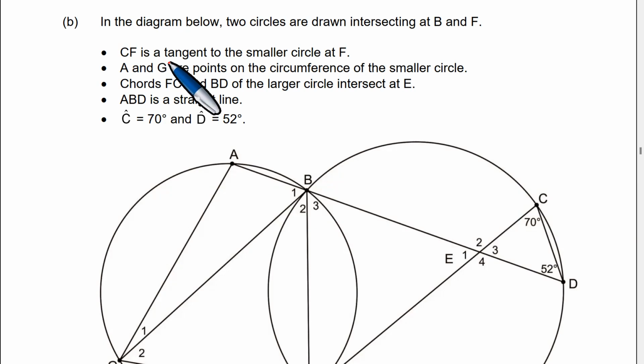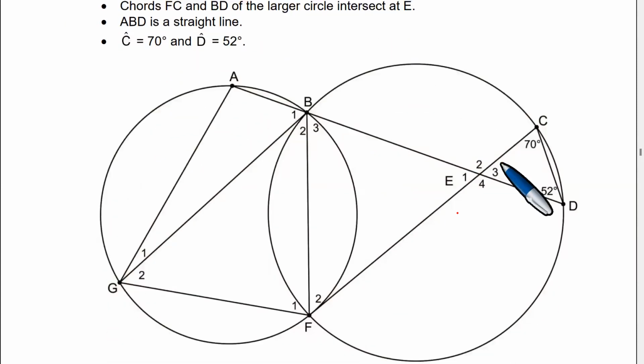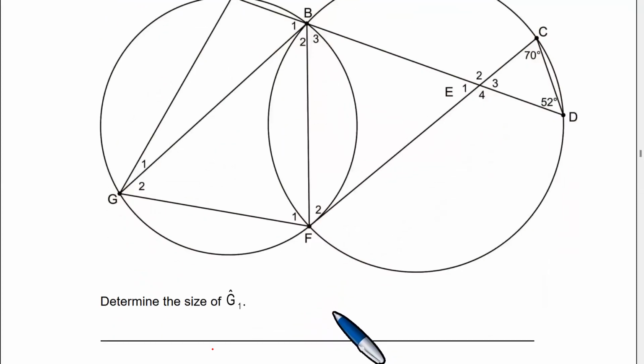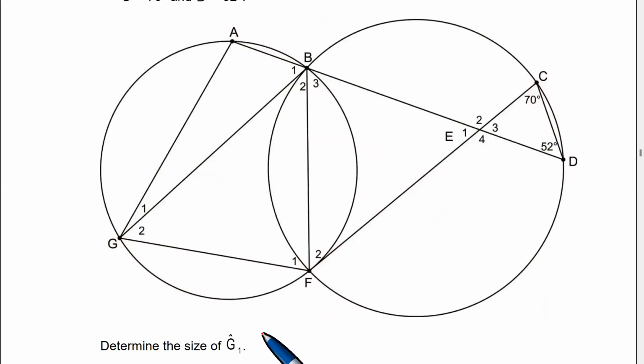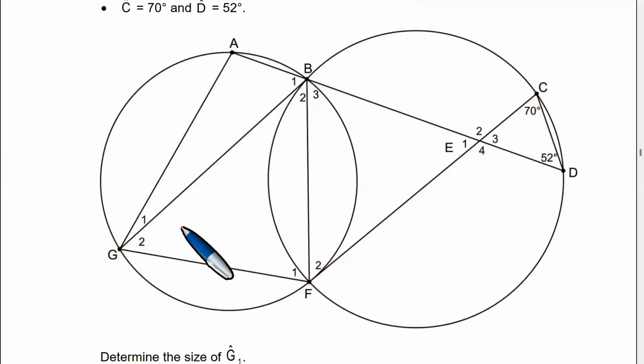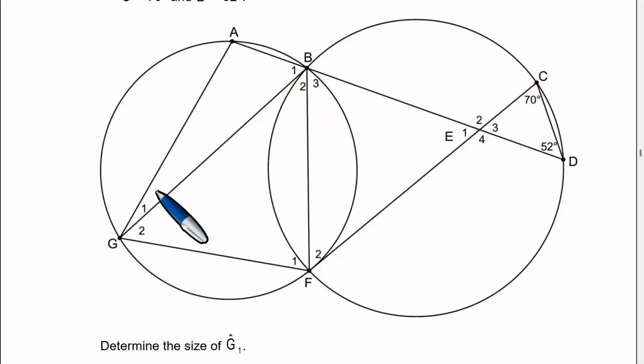So CF is a tangent to the smaller circle at F. Here is CF. It is a tangent to the smaller circle at the point F. Next question: determine the size of G1. Where is angle G1? We're interested in finding the size of the angle G1, and here is the angle G1.